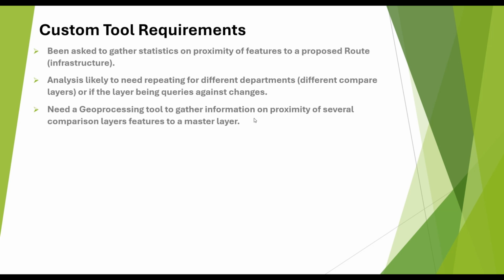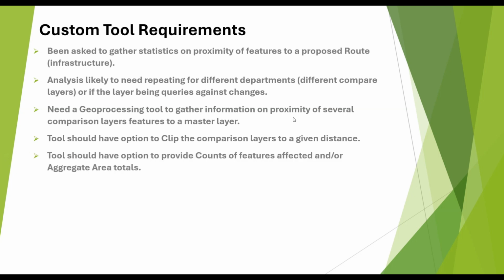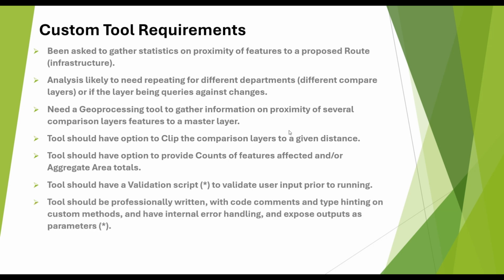You want to be able to compare the proximity of several layers to one master layer. The tool should have the option to clip the layers to a given distance and provide counts of features, and if it clips, to provide some aggregate area totals. So you might want the area totals within a certain distance to the route. And the tool should have a validation script. And the tool should be professionally written with code comments, type hinting, internal error handling, and expose outputs as parameters.